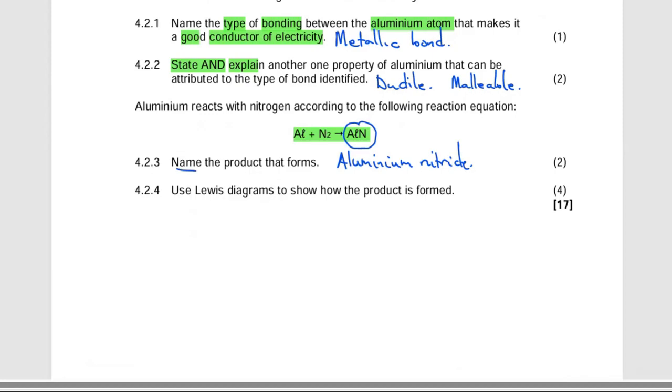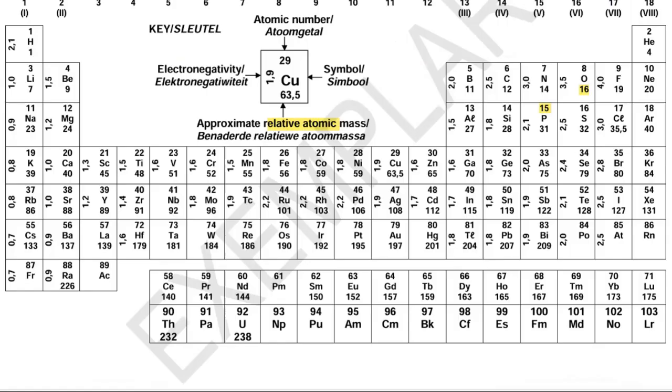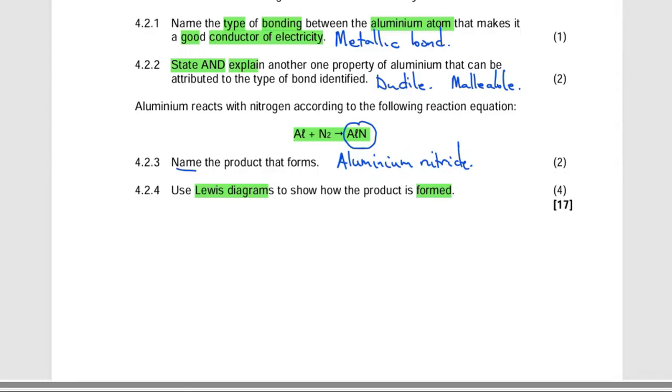Then after that, they're saying use a Lewis diagram. So we're supposed to draw a Lewis diagram there to show how the product is formed. This product, which is your AlN, right? So I'll start with the reaction of Al. If I check my periodic table, Al is in group number 3. What does that mean? It means it has 3 electrons on its outer shell, right? So I'm going to have my Al there, then 3 electrons on the outer shell like that.